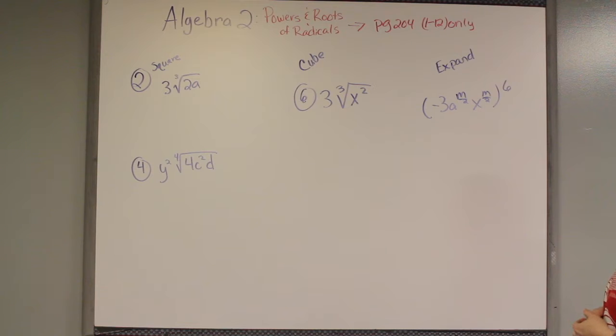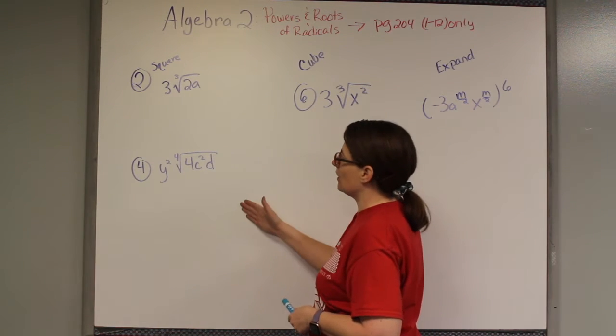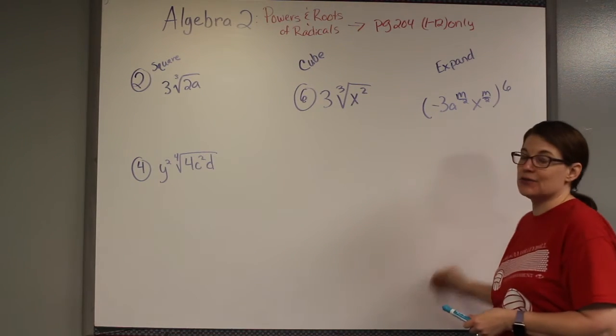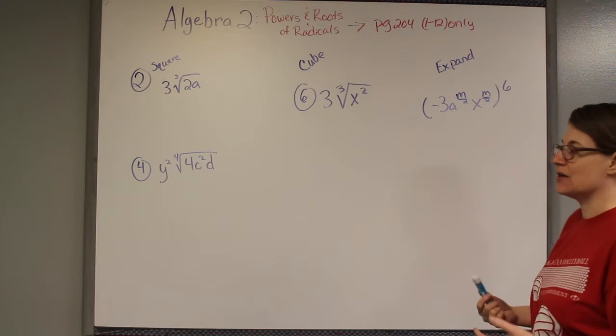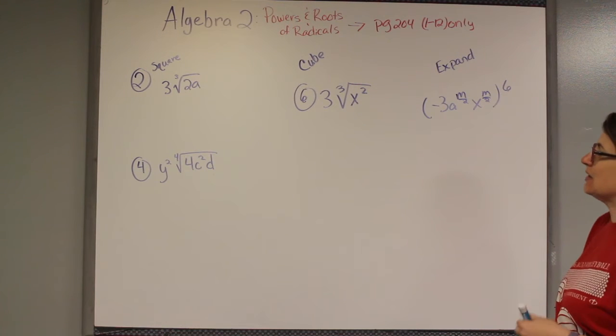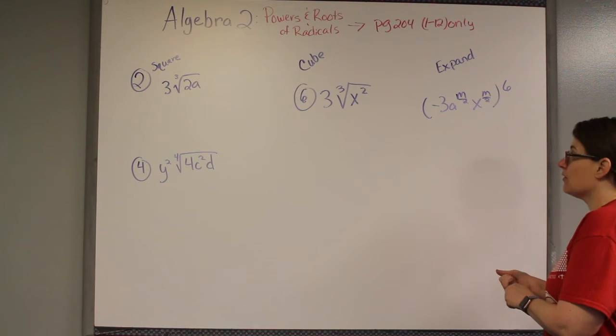This is about raising radicals to powers and such like that. The lesson is broken up into like 3 sections. They ask you to square a few, they ask you to cube a few, and then they ask you to expand a few because they won't be squares or cubes. They could be 4s, 5s, 6s, 7s, whatever. So I'm going to do an example on each one of them, and this should be a fairly short video.